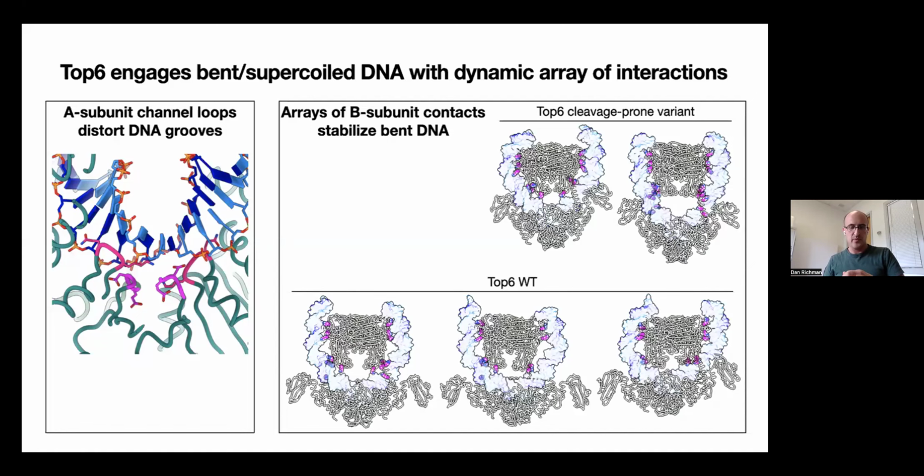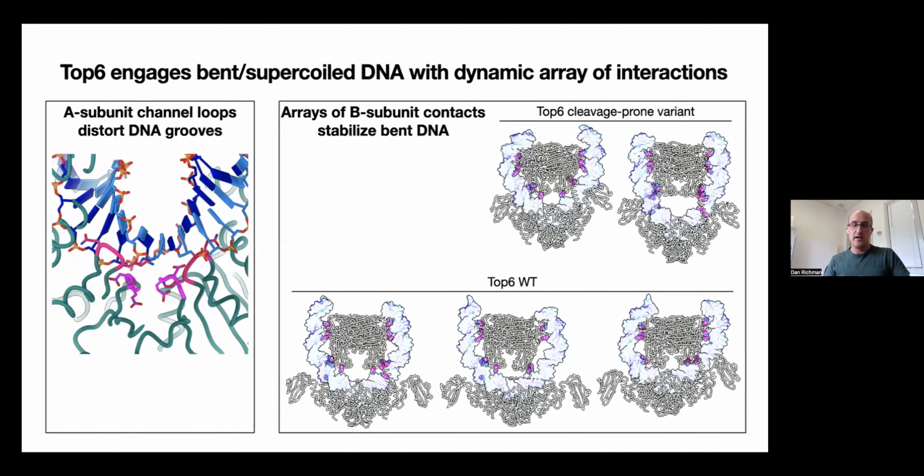Looking at the B subunits, where my predecessor had unexpectedly shown with biochemical techniques that there are important DNA binding sites even really far away from the active site, we confirmed those and also found an array of several more of these clusters of DNA binding sites all along the outside of the B subunit.